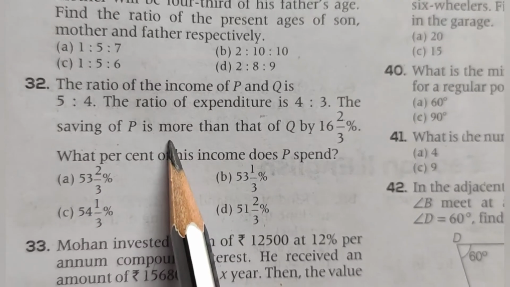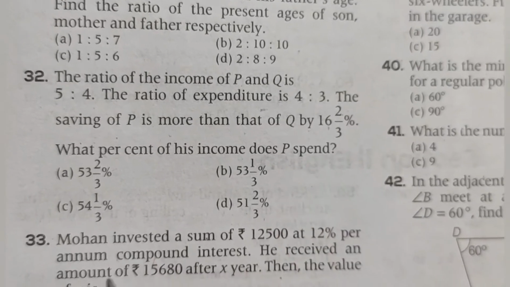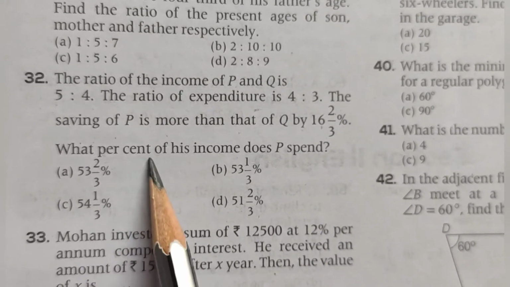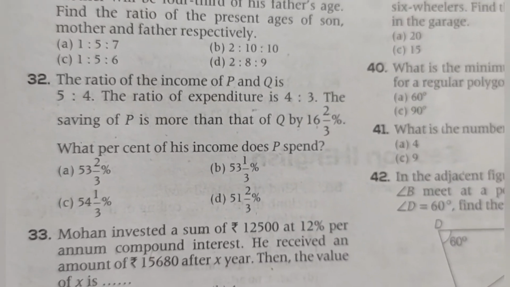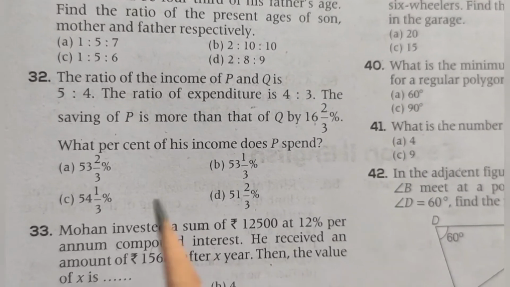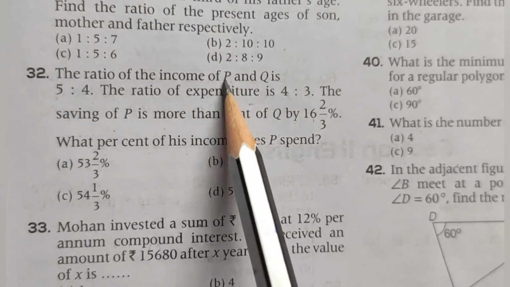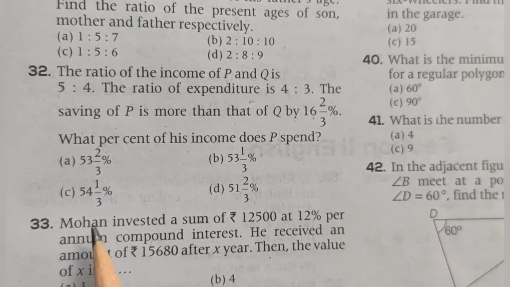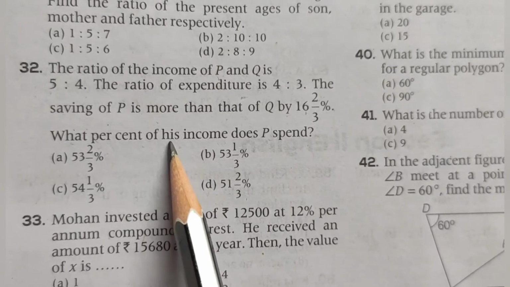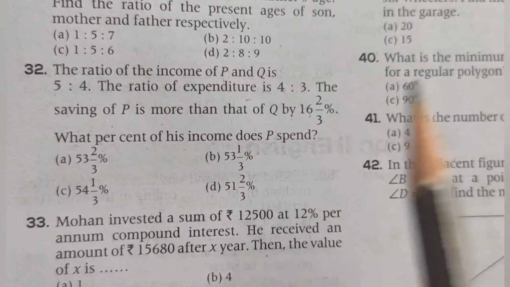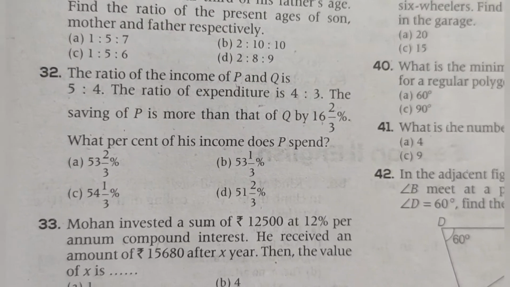The saving of P is more than that of Q by 16 2/3%. What percent of his income does P spend? Saving of P is more than that of Q. P's saving is more than Q's saving by how much percentage? 16 2/3%. What percent of his income does P spend? So, spending percentage of P.